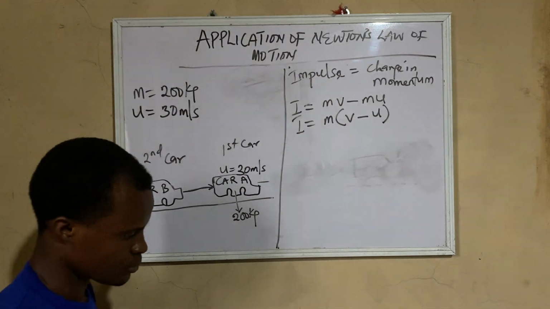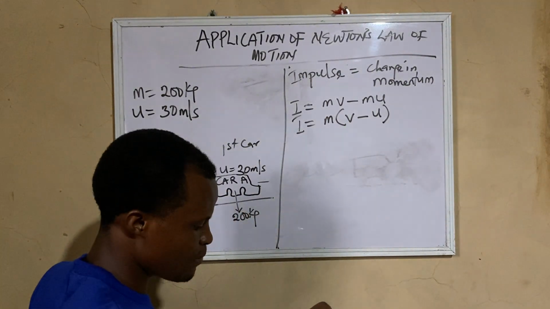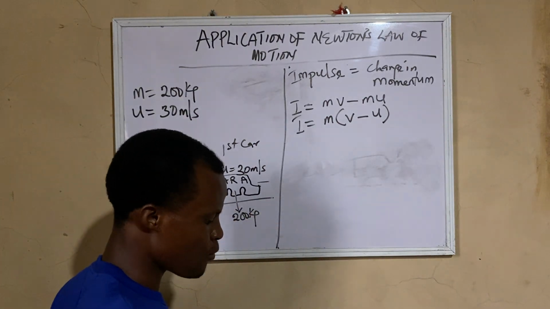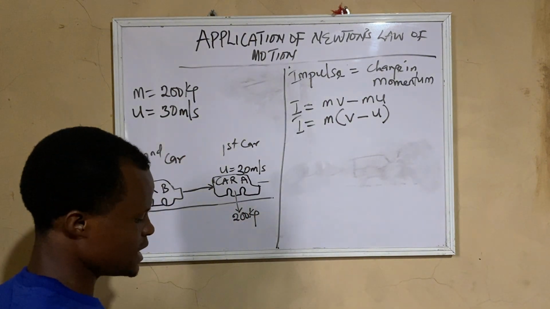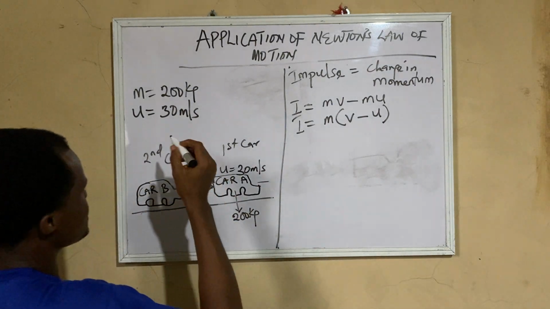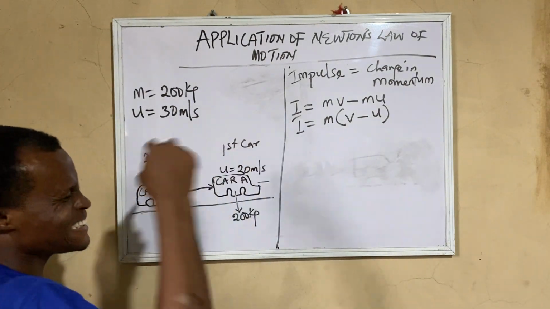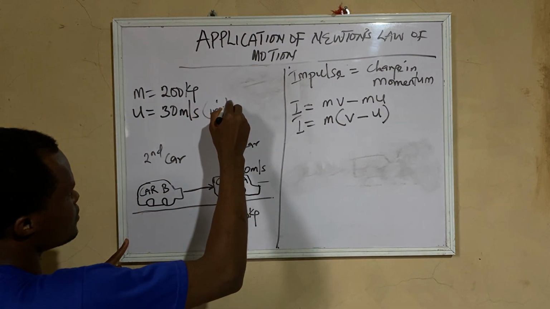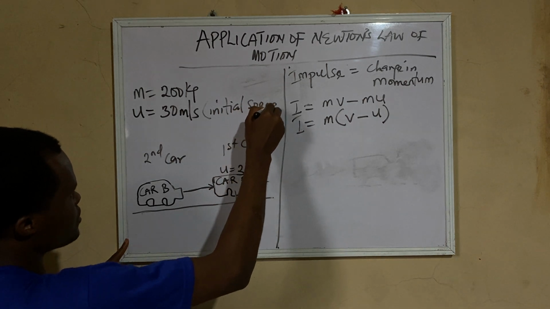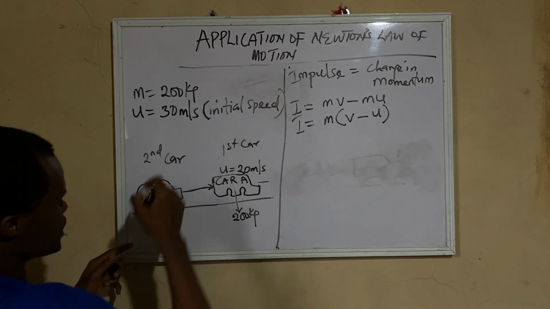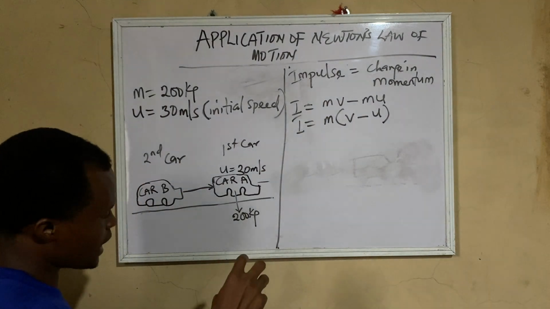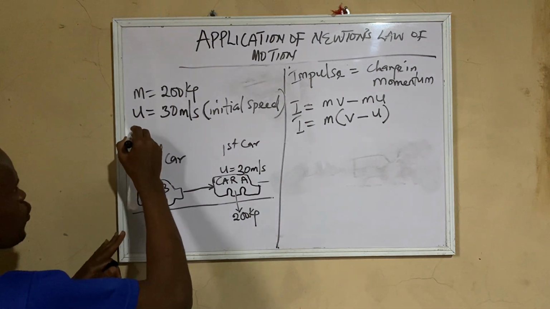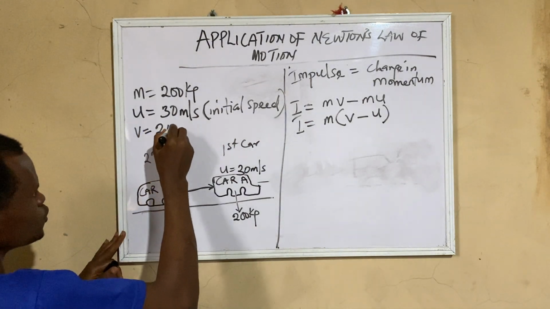Now back to our question. It says, what is the impulse received by the first car if the speed attained at the time of impact is twice its initial speed? Now, they say we should look for the impulse if the speed attained after the impact is twice. Remember, this is our initial velocity, or initial speed. So definitely our V will be 2U.